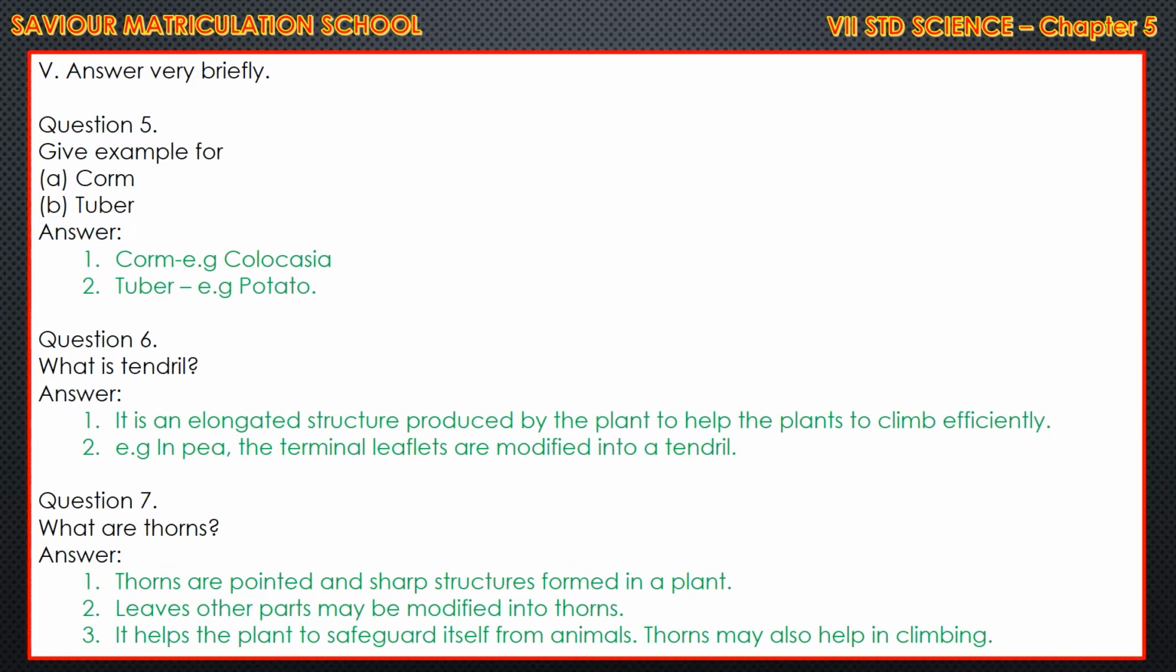Then question 6. What is tendril? Answer, it is an elongated structure produced by the plant to help the plants to climb efficiently. Example, in pea, the terminal leaflets are modified into a tendril. Question 7. What are thorns?